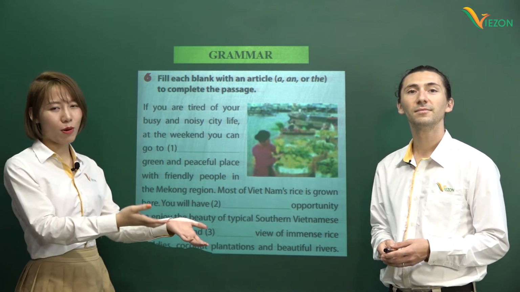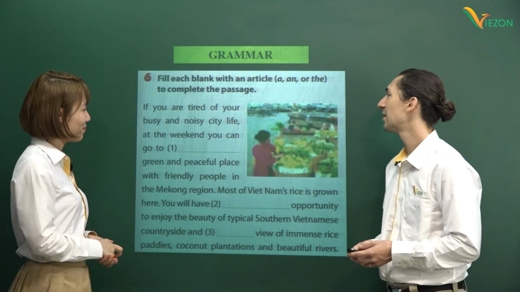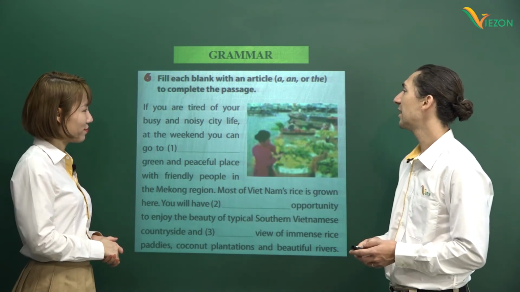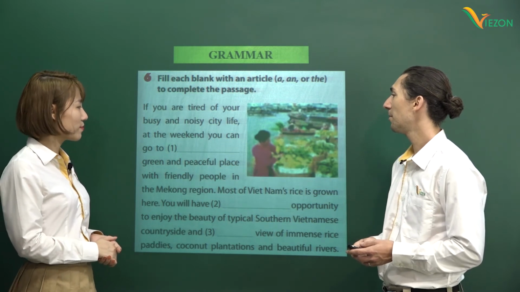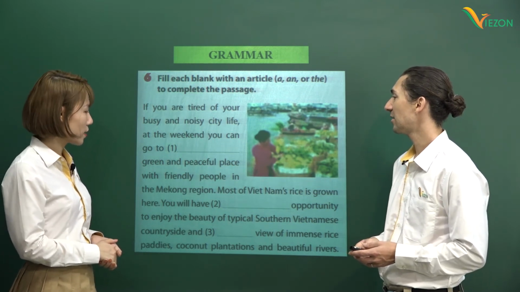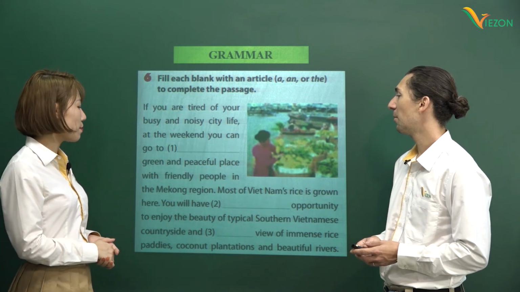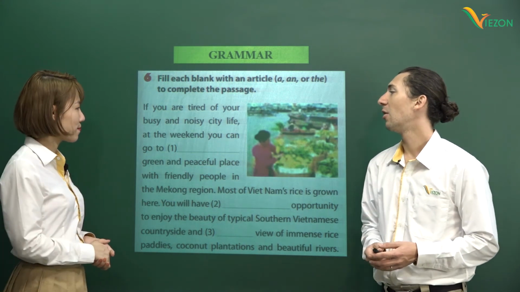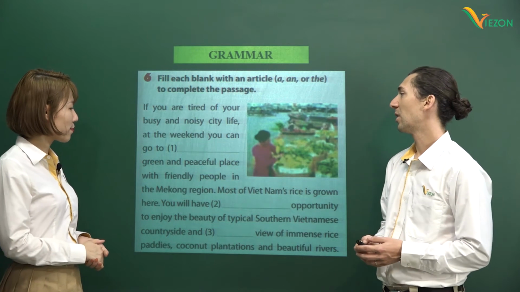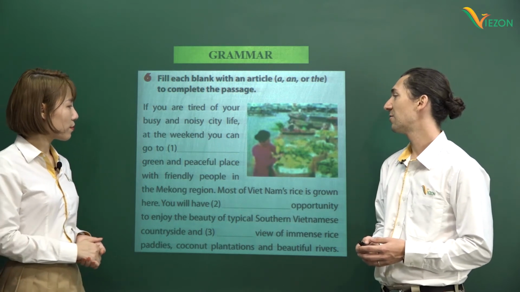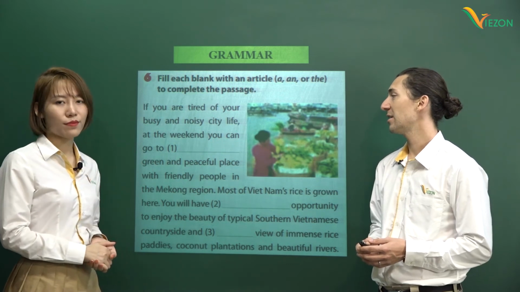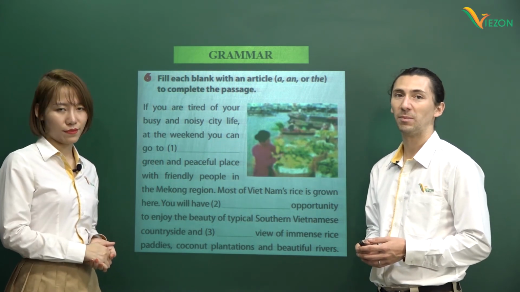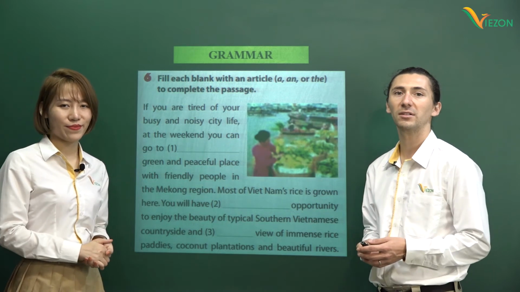And number one. All right, number one says, if you are tired of your busy and noisy city life, at the weekend you can go to green and peaceful place with friendly people in the Mekong region. All right, so what do you think? You can go to a green and peaceful place, go to an green and peaceful place, or go to the green and peaceful place. Which one do you think is correct?